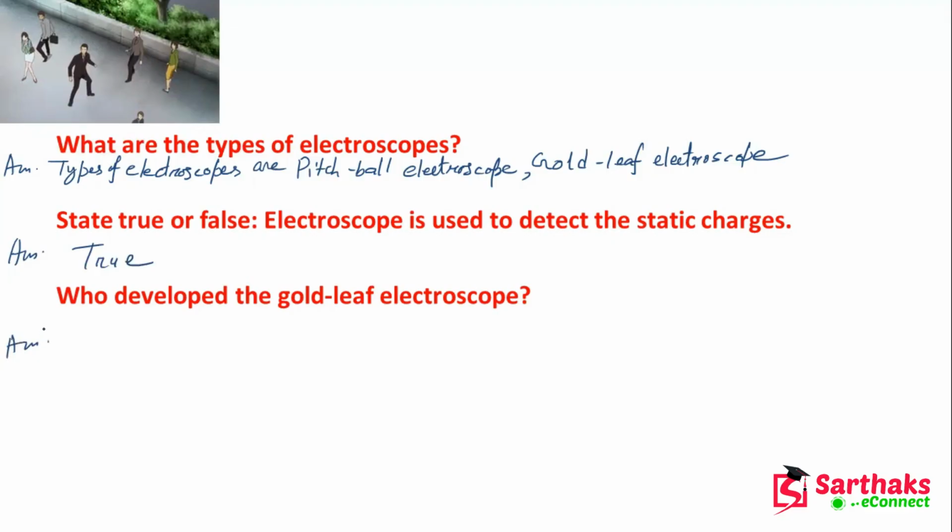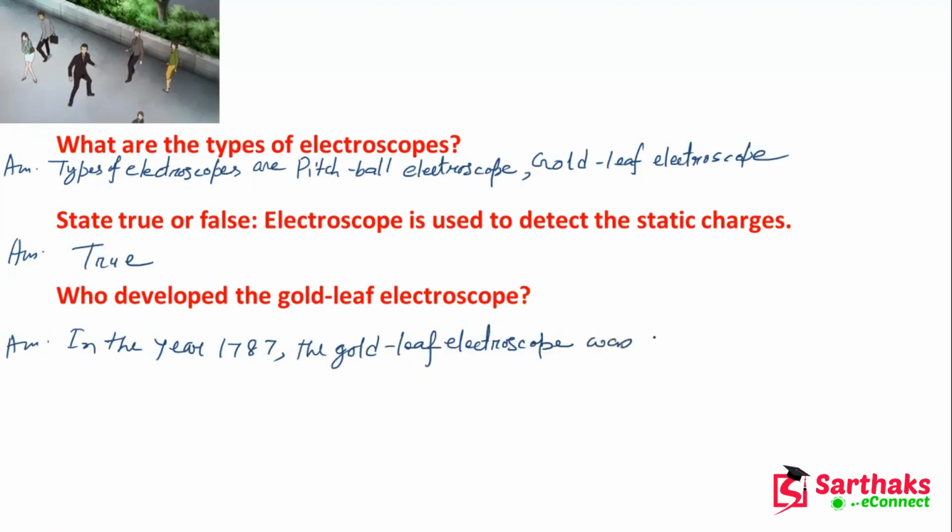Who developed the gold leaf electroscope? In the year 1787, the gold leaf electroscope was developed by Abraham Bennett.